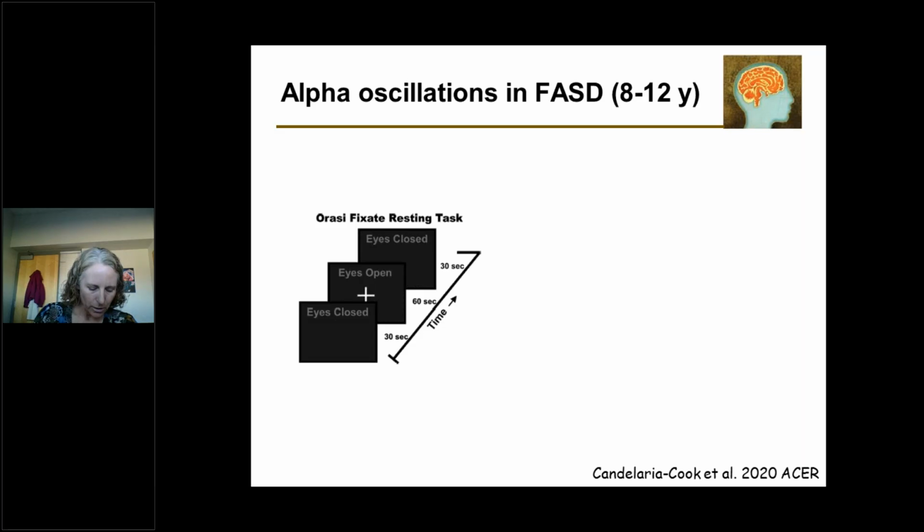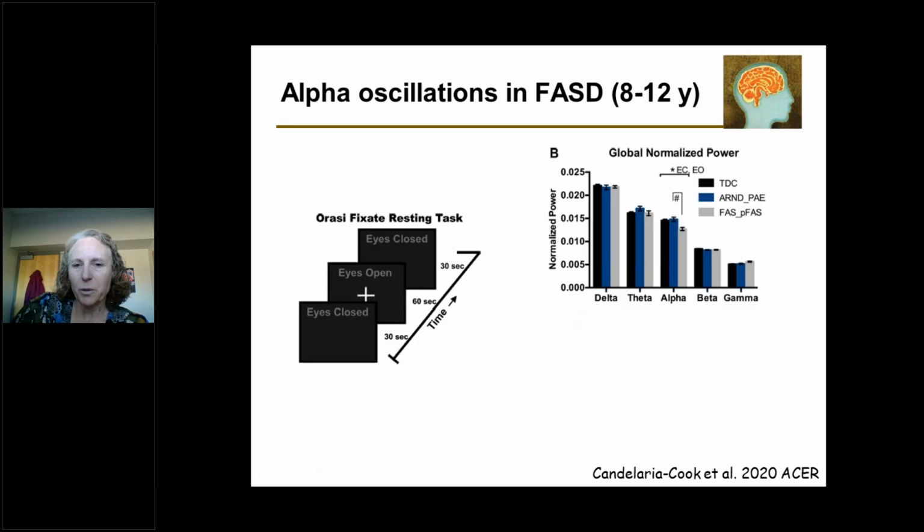So we've continued to work on trying to understand what the differences are in kids with FASD relative to healthy controls. And this is a more recent study published just last year. We're looking just at resting alpha oscillations. So the design of the study was just to have the individual close their eyes, open their eyes, and close their eyes again.